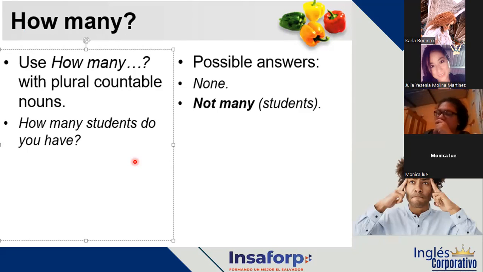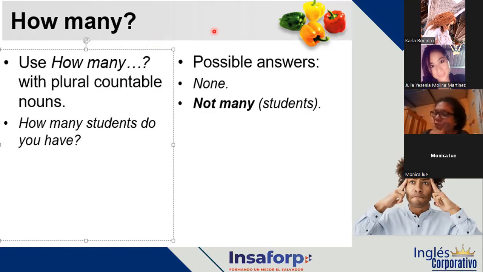Si yo le digo cuántas pupusas se come, even in Spanish doesn't make sense. Incluso en español no tiene sentido. Yo le pregunto cuántas pupusas, how many pupusas do you usually eat? So that's the reason why when we use countable nouns and we ask the question how many, we are going to use how many with plural countable nouns. We have an example right there. How many students do you have? We can say, I have 3, I have 2, I have 25, I have 15, I have a few, I have some. We can use all those quantifiers that we already saw.